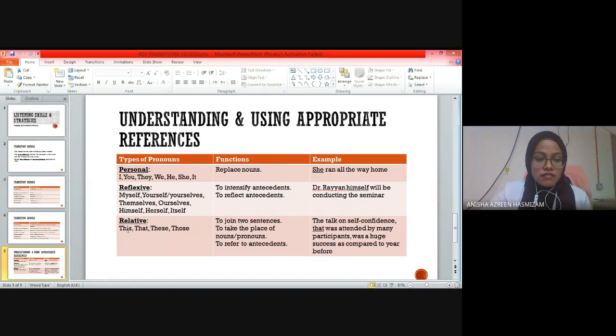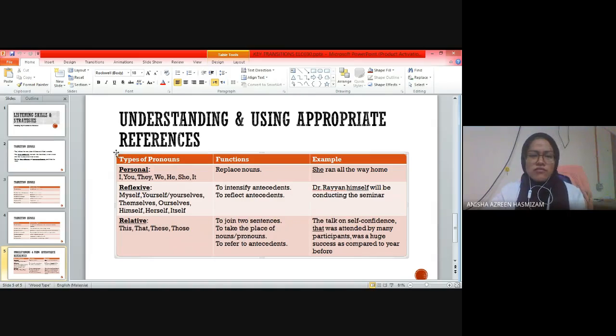Okay, so relative, this, that, these, those. It's to join two sentences. Okay, ini boleh jadi contoh: the talk on self-confidence that was attended by many participants was a huge success as compared to the year before. So kita nak gabungkan dua ayat kadang-kadang, okay. The talk on self-confidence that was attended by many participants was a huge success as compared to years before. Kalau kita gunakan that ni untuk gabungkan dua ayat sekaligus. Okay, or to take the place of noun pronouns and to refer to antecedents.